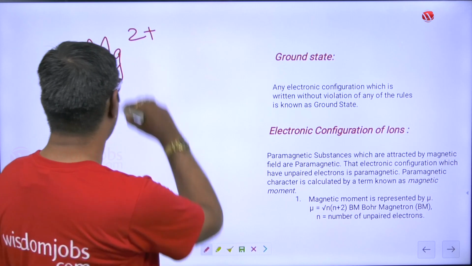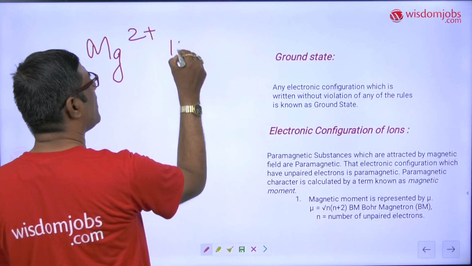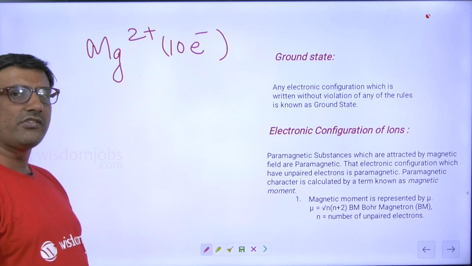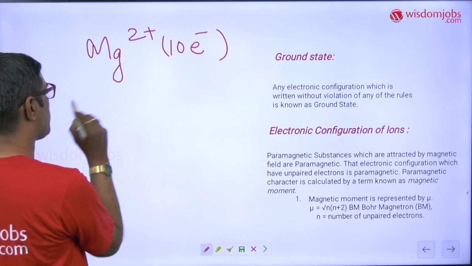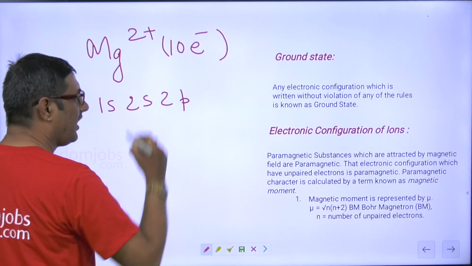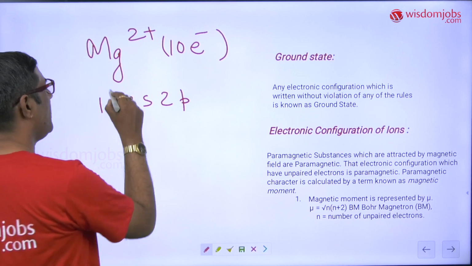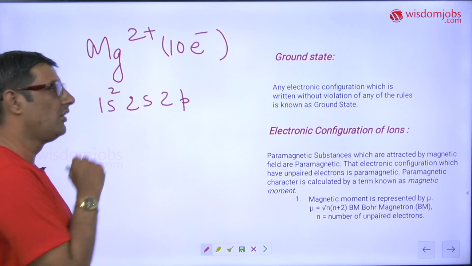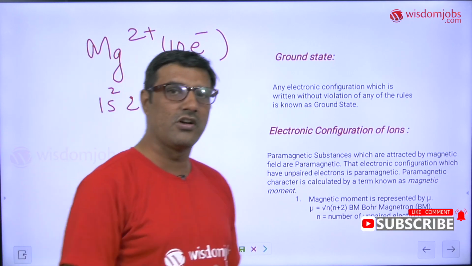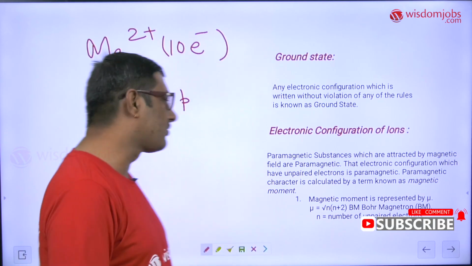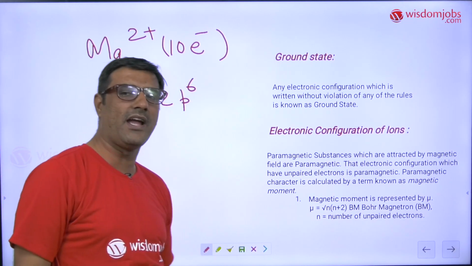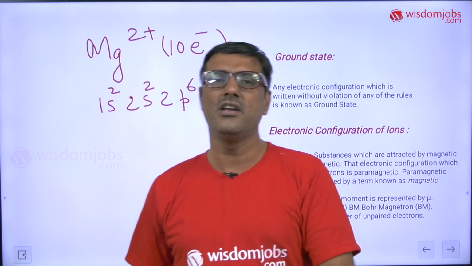So if I take Mg2+, how many electrons are there here? 10 electrons are there. So in Mg2+, we have got 12 minus 2, which is 10 electrons. Now the electronic configuration would be 1s, 2s, 2p. For 10 electrons, 1s contains 2 electrons, 2s contains 2 electrons, and the p shell contains a maximum of 6 electrons. So 2p is 6. Already 2 plus 2 plus 6 gives you 10. So all the 10 electrons are completely filled.